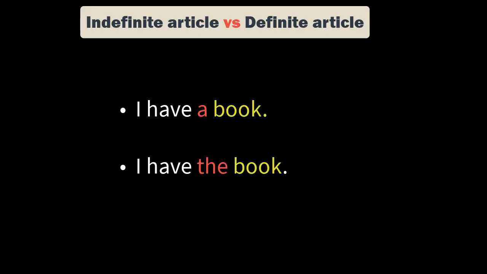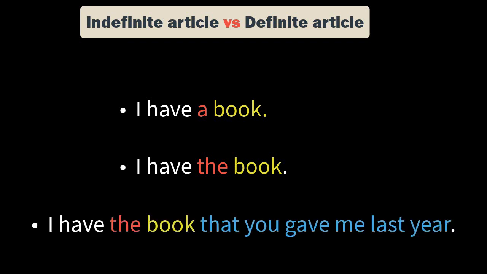So I hope you understand the difference between I have a book, I have the book, right? It's all about the context. It's all about what you want to say. If I say I have a book, I'm simply talking about a book. If I say I have the book, I know you know which book I'm talking about. And if I know that you don't know which book I'm talking about, I will use an adjective clause after the noun to specify it. I'll say I have the book that you gave me last night.